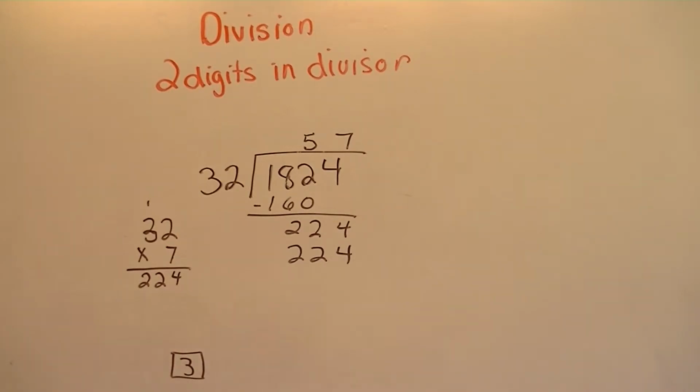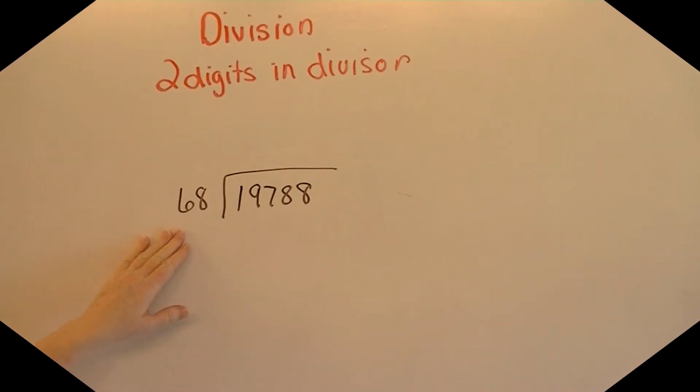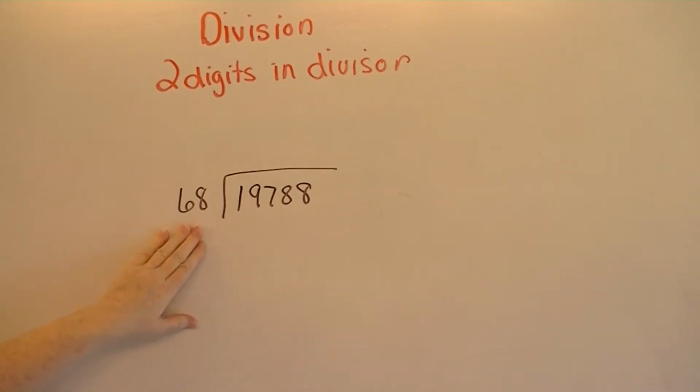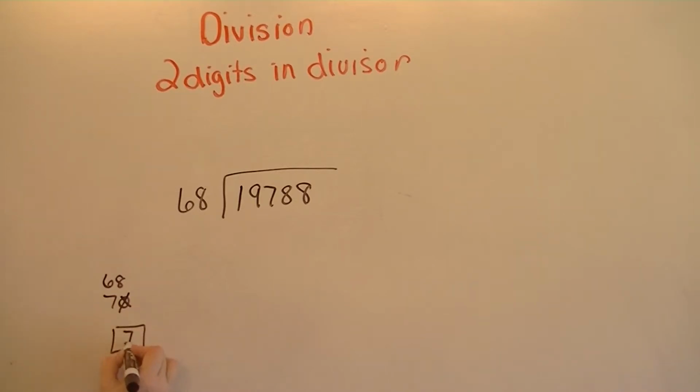Let's take a look at one more. In this problem, let's use the same method. Let's take 68 and round it. So if you take 68 and you round it, that would be 70. I'm going to cut that 0 off, and I'm going to use the number 7 to help me decide and make a really good guess as to how many times 68 is going to go into this number.